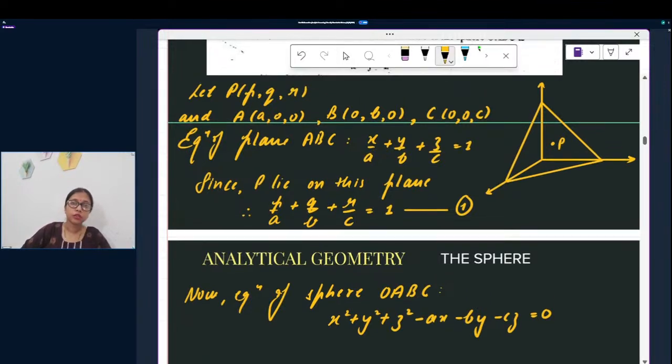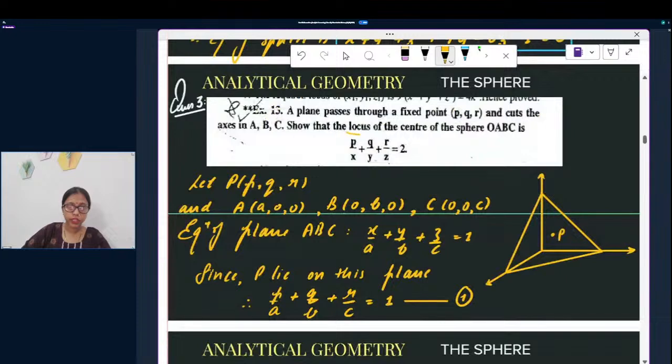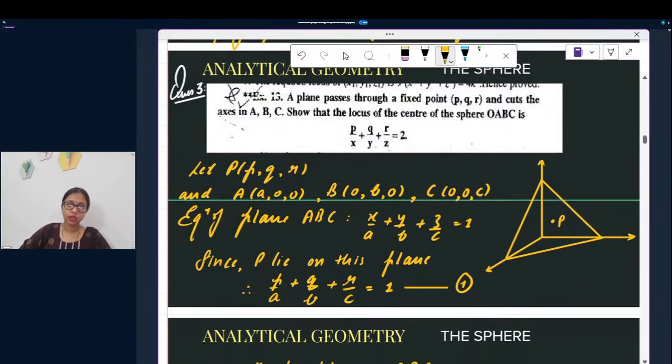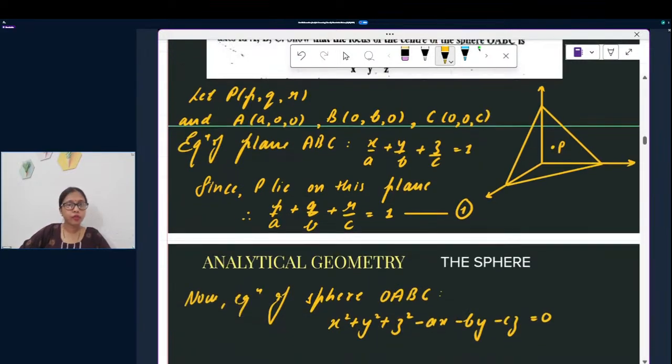All right. Now they are talking about this sphere. They are saying you have to find the locus of the center. Now, why is the center moving? The center is moving because a, b, c are moving, because the complete sphere is changing. So for every sphere, I have a different center. I have to find that moving. So I have to find the locus of the center.